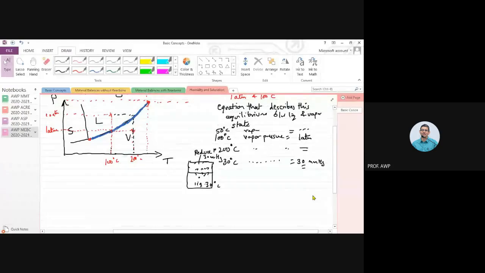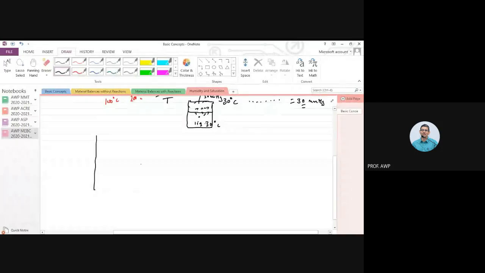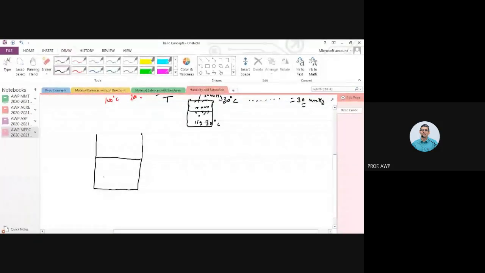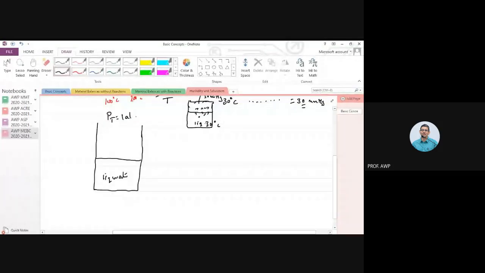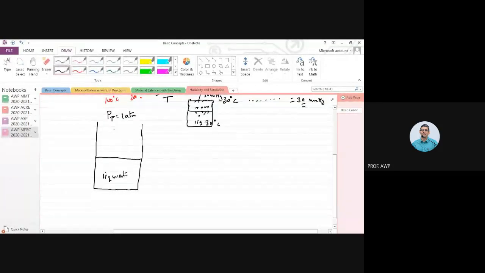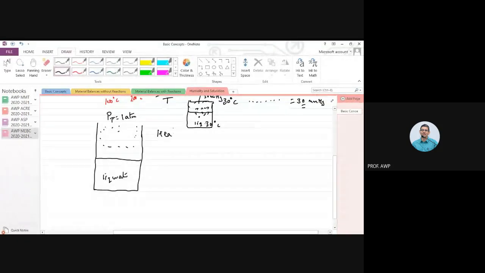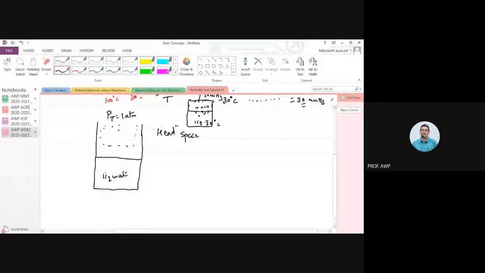Okay. Or alternatively, if I take liquid water and let's say I take it in a container, beaker, bottle, whatever you like, and total pressure is 1 atmosphere, I keep the bottle open to atmosphere. Now in this space, we call this head space. Head space is what is over a liquid in a container. What is this head space going to contain?